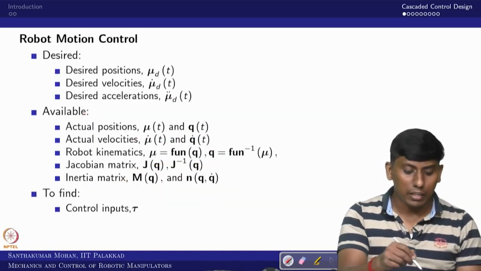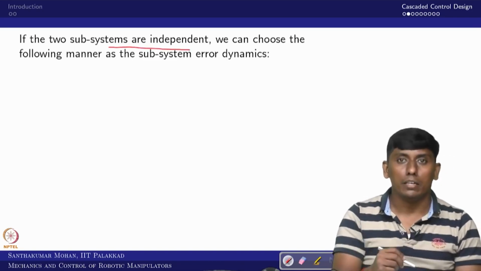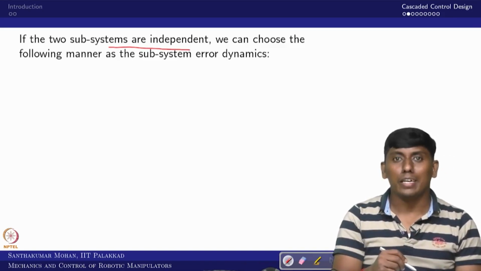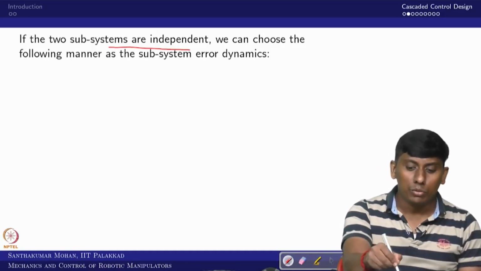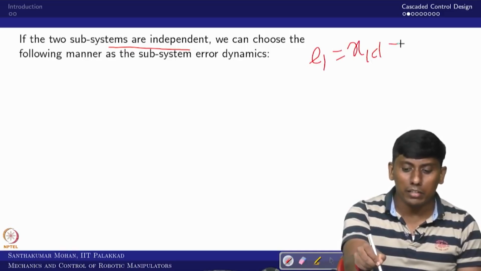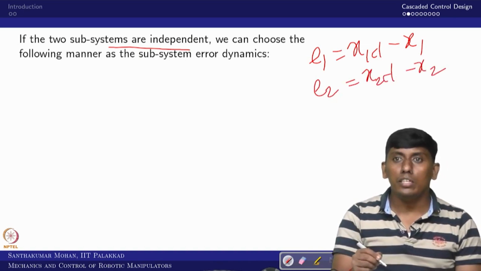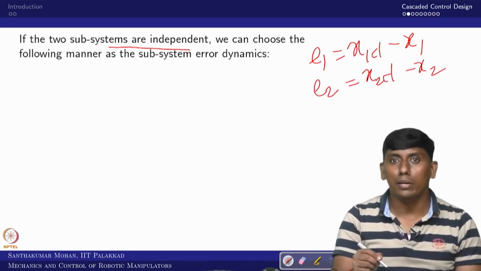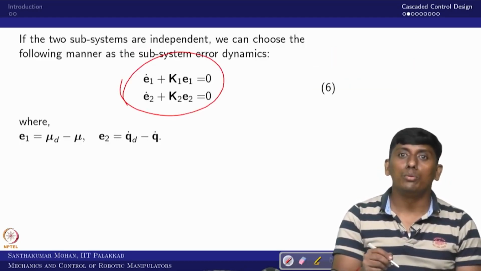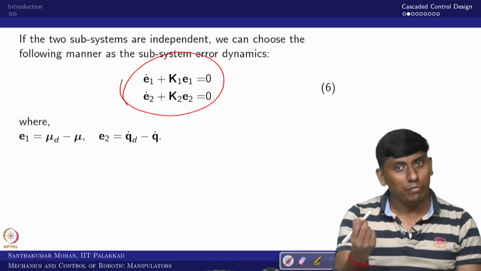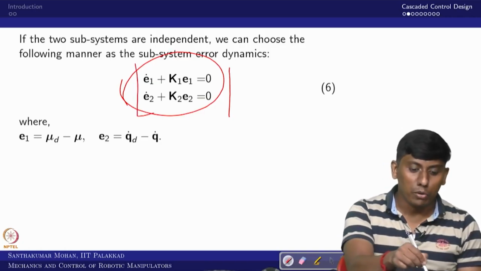Okay. So, now we are trying to find the control input. For that, first we take two subsystems that are independent. The subsystems we have taken are x1 dot and x2 dot. Then E1 is x1 desired minus x1 and E2 is x2 desired minus x2. These two error dynamics are supposed to be stable. So E1 dot plus K1 E1 equals 0 and E2 dot plus K2 E2 equals 0, which we have done in the kinematic control, the same thing. If it is two independent systems, this is possible, right.